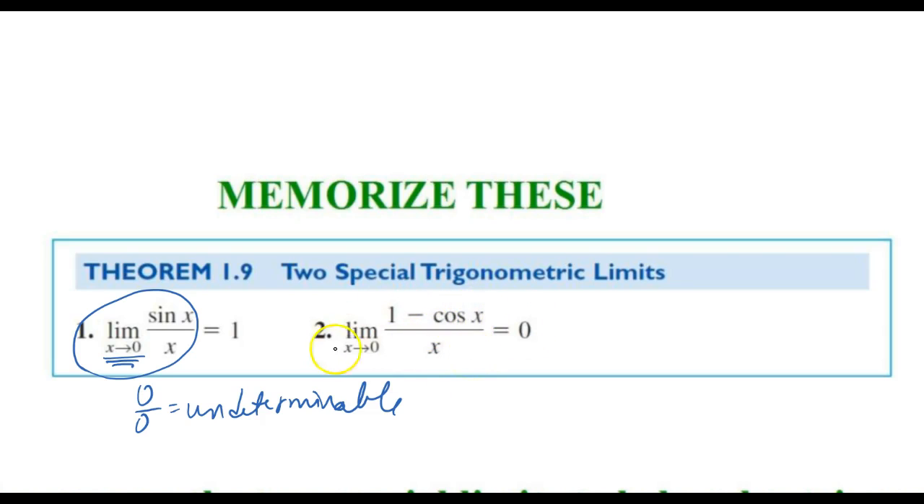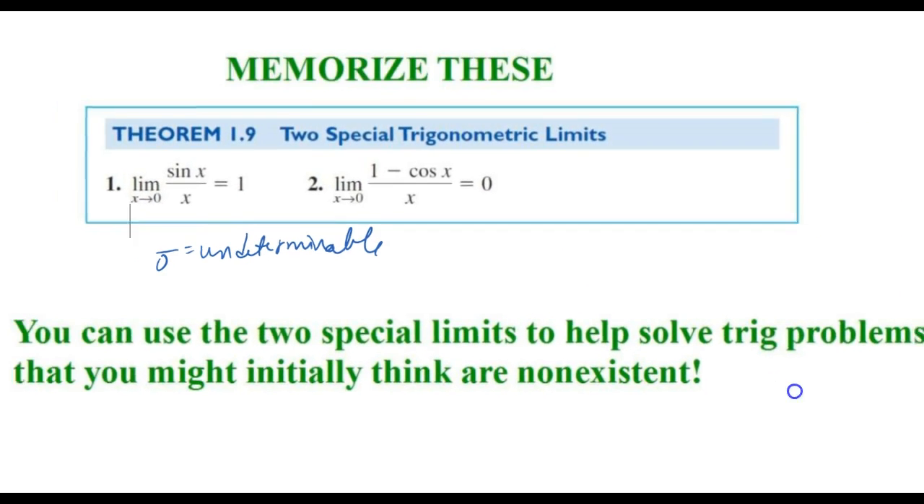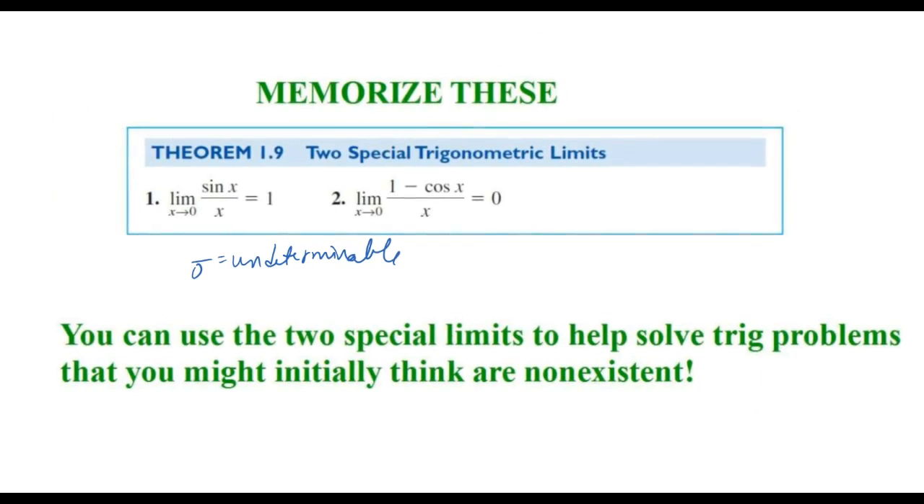So here's the second one. The limit as x approaches 0 of this right here. Same thing. You would not have known what that looked like graphically, but if you do check out the graph, it's going to be 0. But memorize these two. Once you memorize these two, you can actually use these two to help you solve some trig functions that you think do not exist.